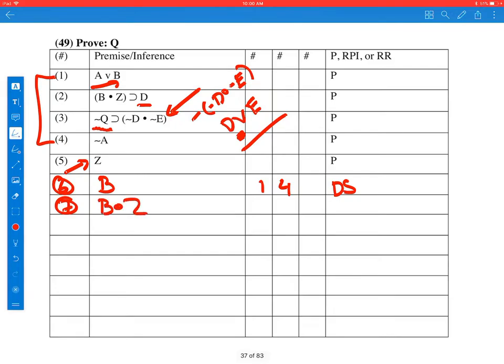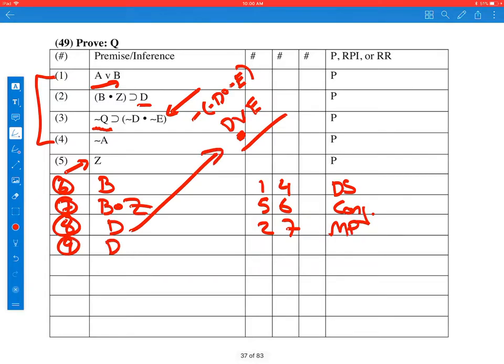Okay. Was going to put the B and the Z together, 5 and 6, that's conjunction. And that lets me, if you look at 2 and 7, get a D, 2, 7, modus ponens. Now, that brings us back to this strategy. We're just going to follow it home. We add an or E to our D, that's addition.